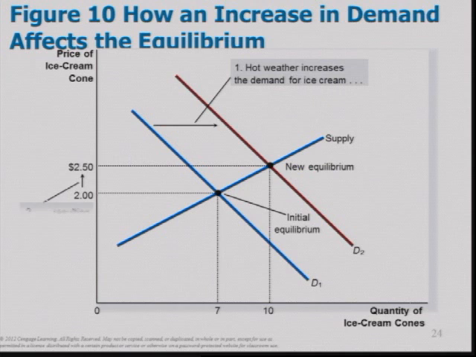So what can we say here? When hot weather increases the demand for ice cream, it's going to shift the demand for ice cream out to the right. And more ice cream cones will be sold at higher prices each. That's what we can say about figure 10. Now let's take a look at an example of a decrease in supply.